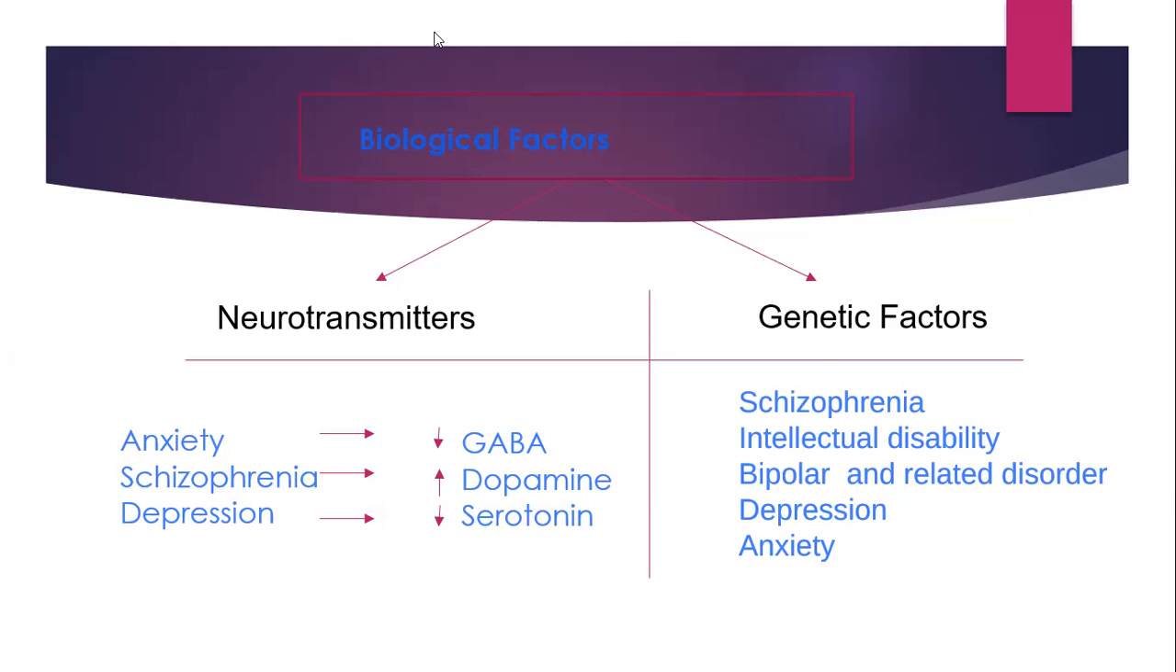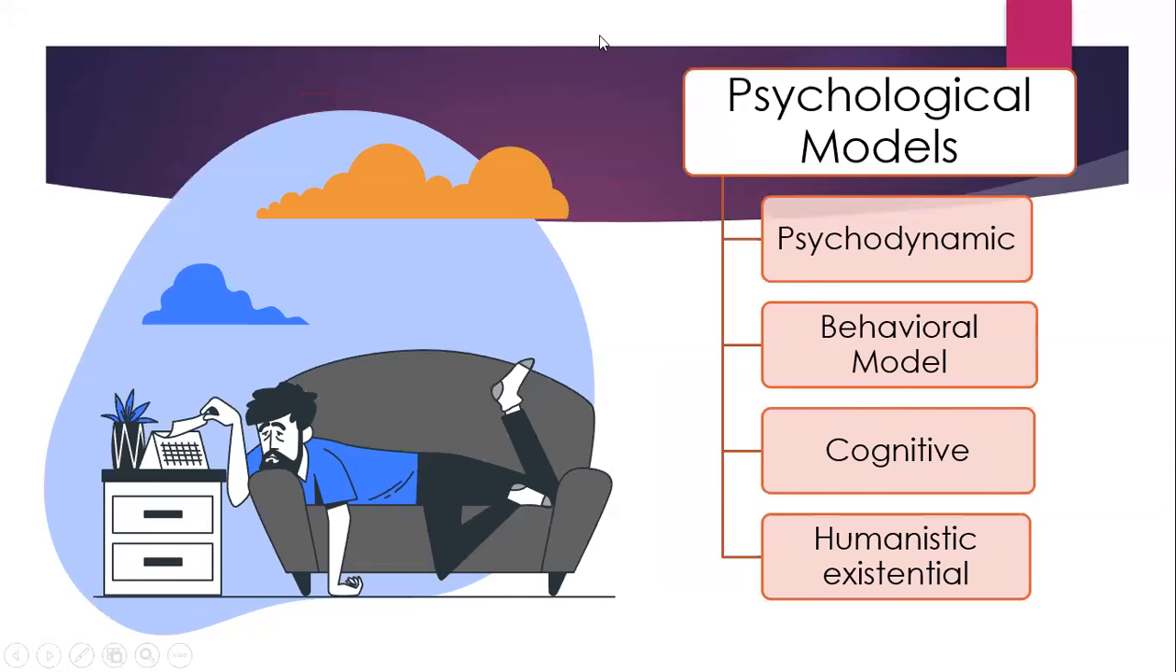No, ma'am. All right. So these are some of the disorders that I've listed in which genes have a role to play. If somebody in the family has schizophrenia, your family members are prone to the same. Intellectual disability can also be similar, as can depression, anxiety, and bipolar related disorders. Okay. So next is psychological factors. What are the psychological factors that may lead to abnormal behavior?